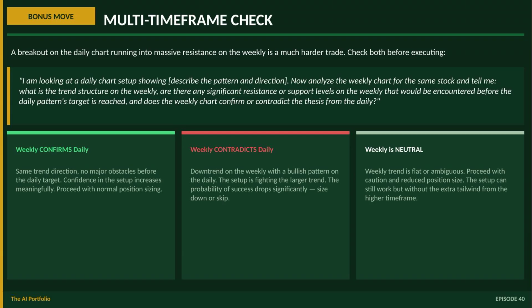If the weekly chart confirms the daily setup, same trend direction, no major obstacles before the target, your confidence should increase meaningfully. If the weekly contradicts the daily, a downtrend on the weekly with a bullish pattern forming on the daily, the setup is fighting the larger trend and the probability of success drops. Multi-time frame analysis is one of the most consistently useful edges in technical trading. AI makes it fast. 4 prompts, 1 stock, a complete technical picture built in minutes instead of hours.